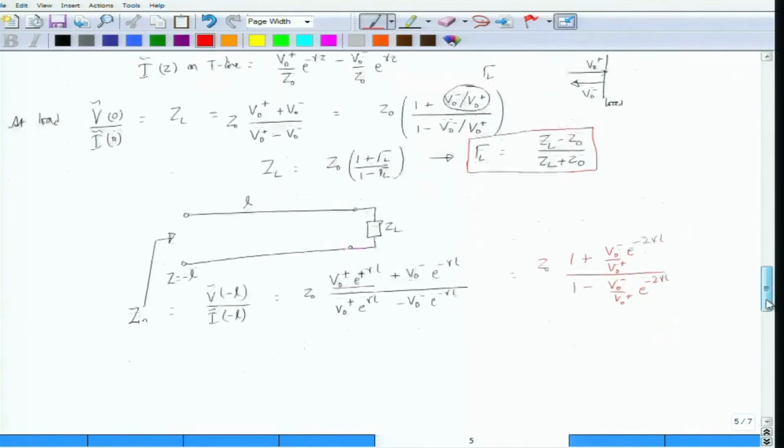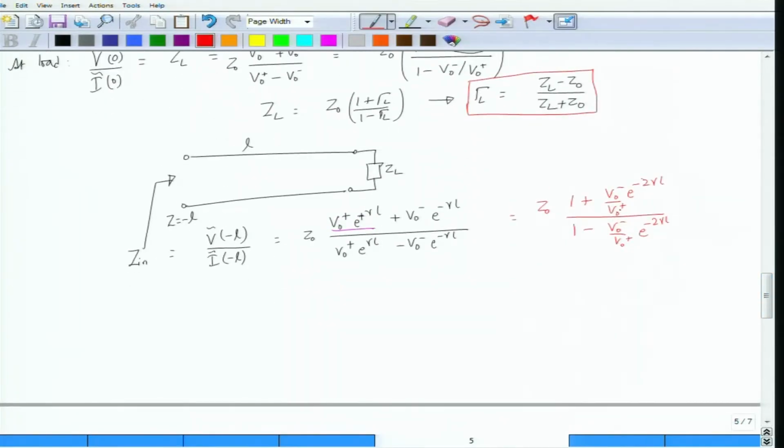But I already know what is V0 minus by V0 plus, that is precisely equal to gamma L. Therefore, the input impedance Z in is equal to Z0 into 1 plus gamma L e power minus 2 gamma L divided by 1 minus gamma L e power minus 2 gamma L. Okay. Now, you re-multiply this one by e power gamma L on both sides, and substitute for gamma L as ZL minus Z0 by ZL plus Z0 and simplify the equation. This is not very difficult, this is just a little tedious, but you can do it in a couple of lines.